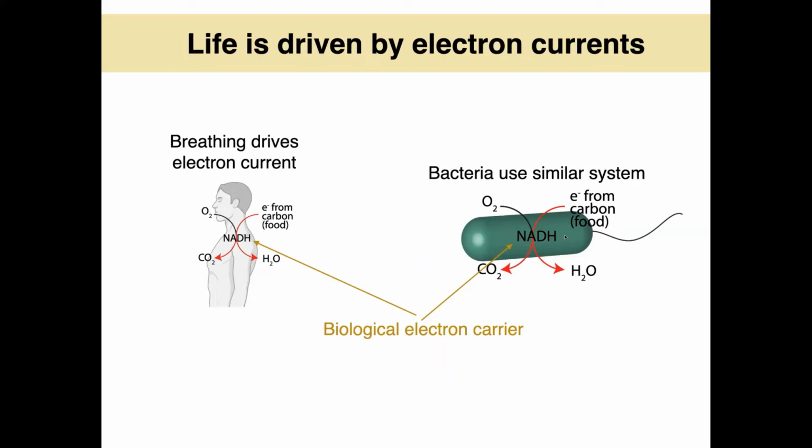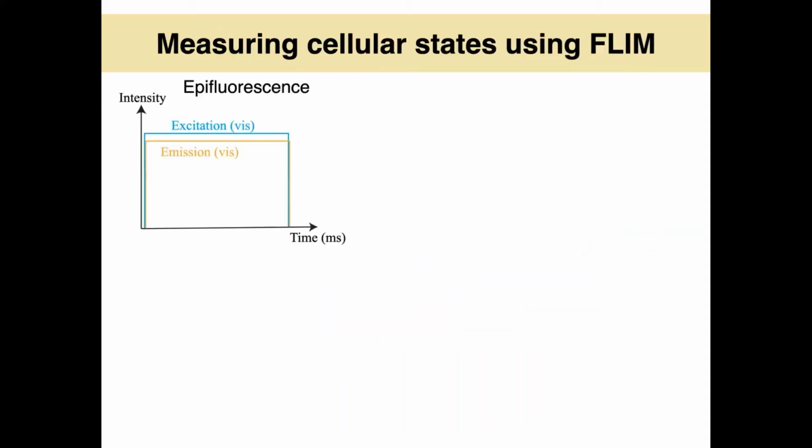So we're interested in basically, can we measure electron currents inside bacteria? What we'd like to do as a physicist is take a multimeter, put it on a bacterium, and say, this is how many amps of electrons are moving. That's the ultimate goal. One of the most important electron carriers is NADH. Bacteria have this, and we also have this. So we use a technology called fluorescence lifetime imaging microscopy to measure NADH states.